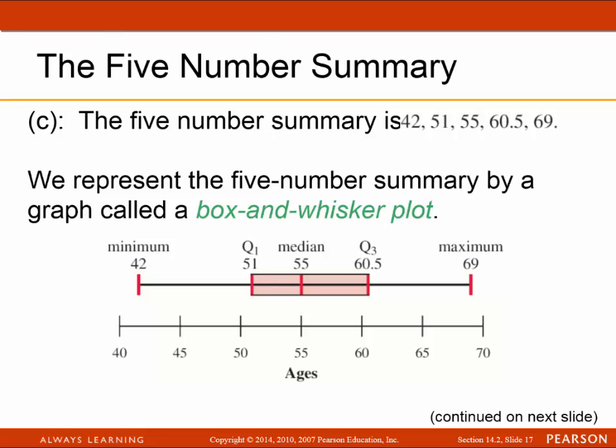We're going to represent the 5-number summary by using what we call a box and whisker plot. Here's the minimum, here's the maximum. The easiest way to do this is to draw a horizontal line, then a vertical line at the median, Q1, median, Q3, and the max. Then you draw a box around Q1 through Q3, and then you connect the minimum to the box, and the box to the maximum.